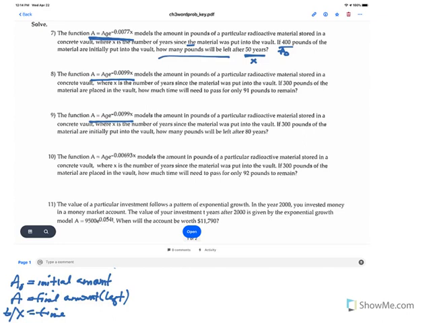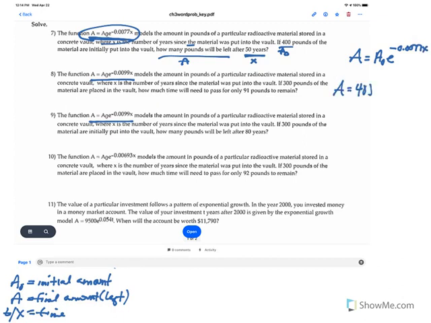And what we want is how many pounds will be left. So that's our A, because A represents the final amount, what's left after some amount of time. So using the given function that they provided us with, we have A equals A sub 0 e to the negative 0.0077x.